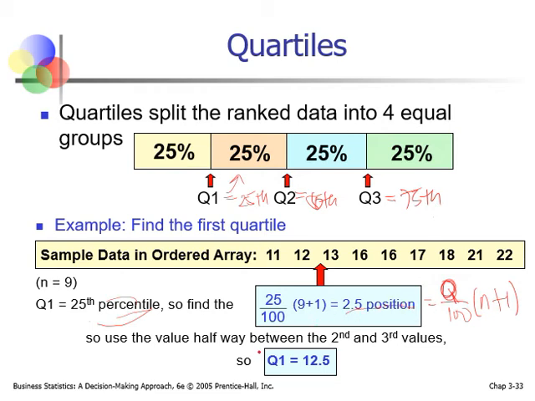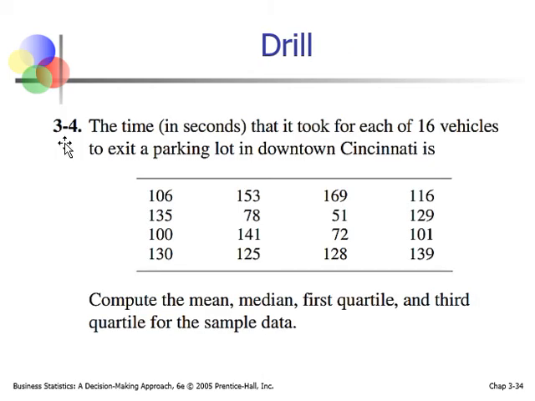So the value is between the second and the third: first, second, and third. The value in the middle is 12.5.